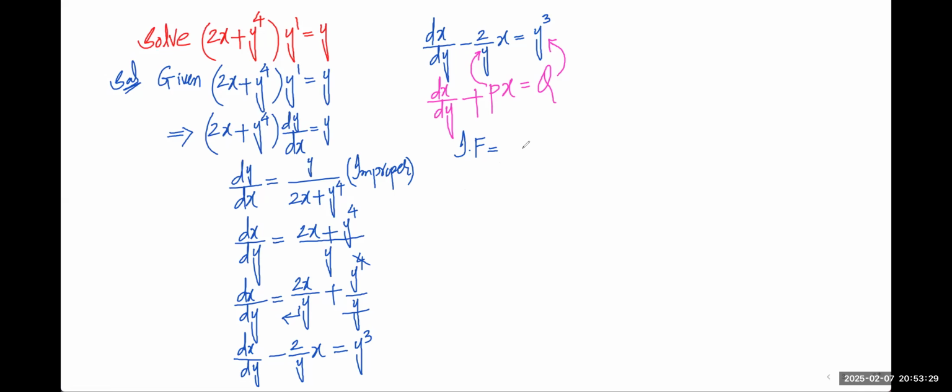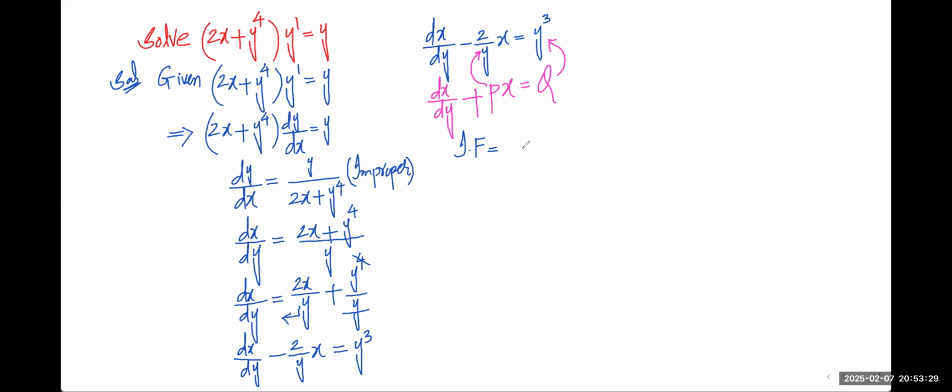The p value is minus 2 by y, so if you take minus 2 outside, 1 by y dy, e power minus 2 as it is. Integration of 1 by y is log y, which is equal to e to the power of n log x form. n log x can be written as log x to the power of n. e and log together vanish. We get y to the power of minus 2, which can also be written as 1 by y square. It means that our integrating factor is 1 by y square.